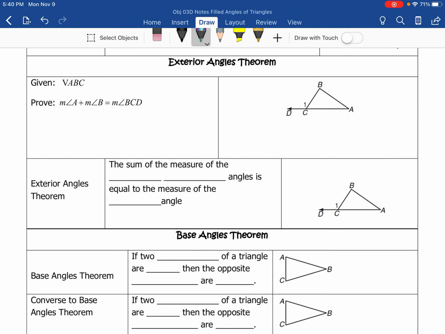You can fast forward through these, but I think these are kind of interesting. This right here should be triangle. Just a formatting issue with Word and the software that I was using. So for the next one, the measure of A plus the measure of B is equal to BCD.